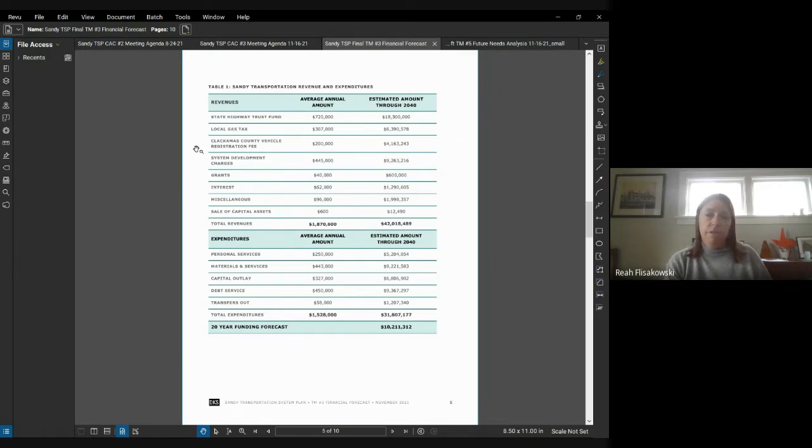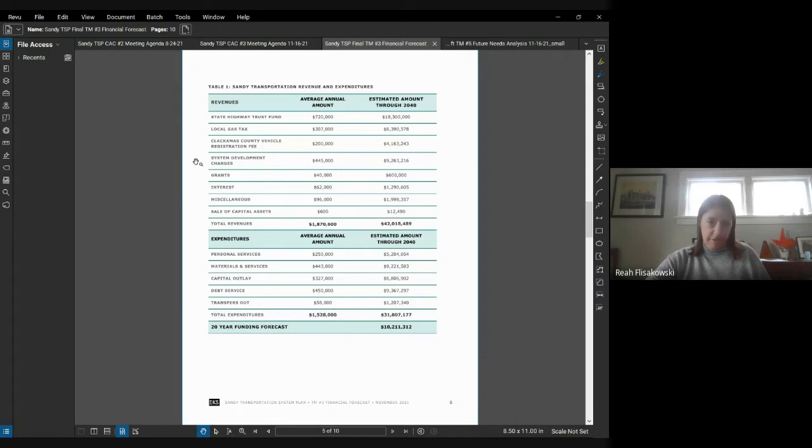So every vehicle in Clackamas County has to pay that. And that's also distributed based on populations to the cities that are in Clackamas County. And it's estimated that Sandy would get about $200,000 a year. And that comes out to be just over $4 million in the next 20 years.